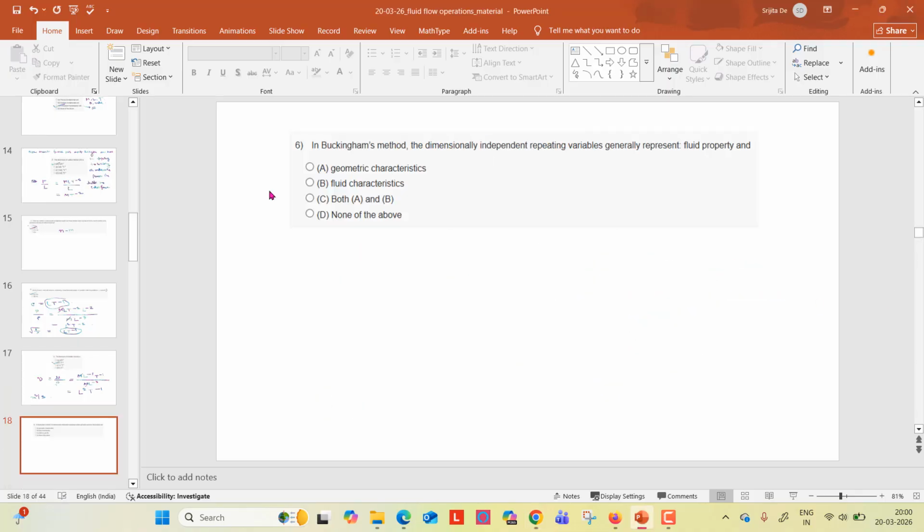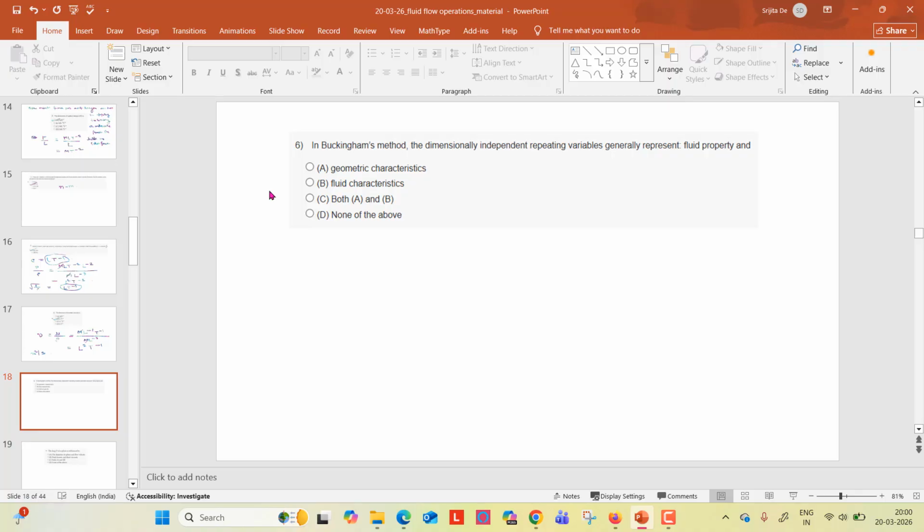Next, in Buckingham's method, the dimensionally independent repeating variables generally present fluid property and geometric characteristics and fluid characteristics. So along with the fluid property, it is both the geometric characteristics and fluid characteristics, both A and B.